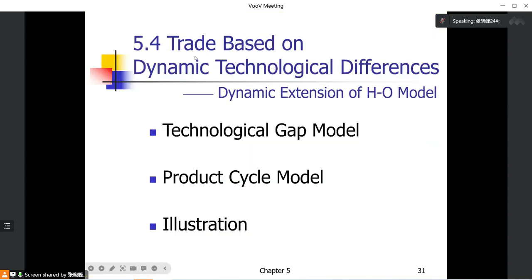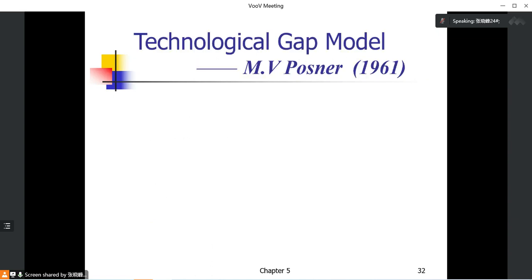Now, the trade based on dynamic technological differences, which is the extension of the HO model. Also, it is the assignment I gave you the week before last. The first is the technological gap model. The second one is the product cycle model and illustration.